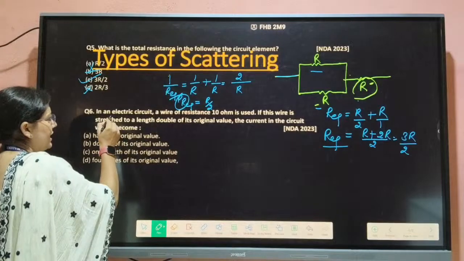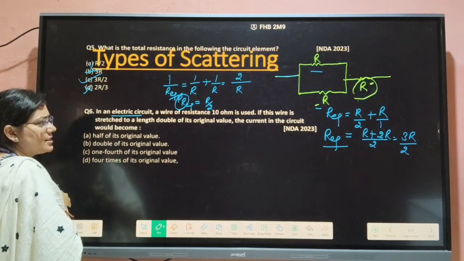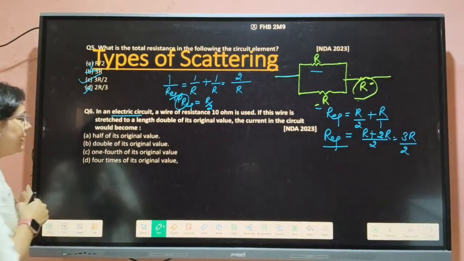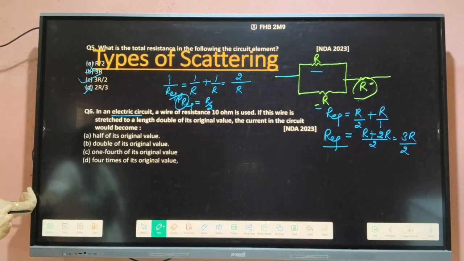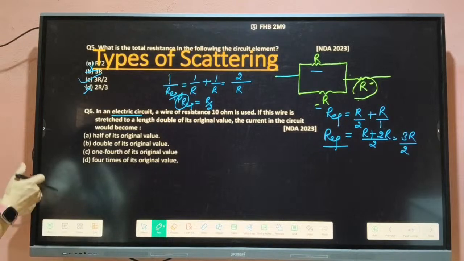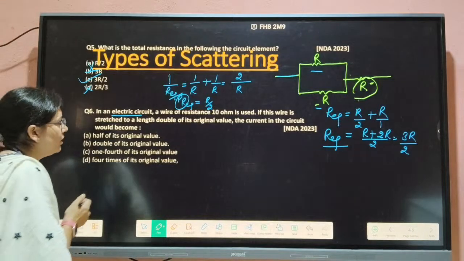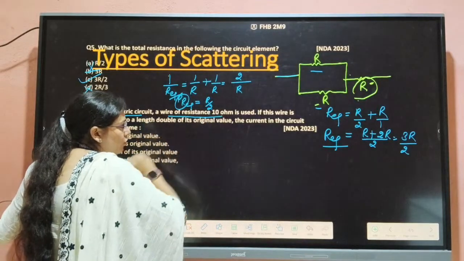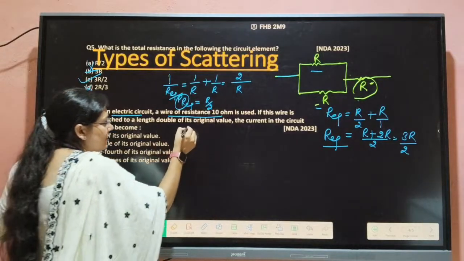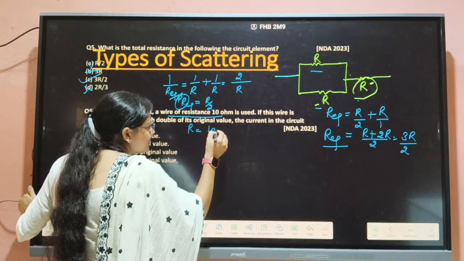So in an electric circuit, a wire of resistance 10 ohm is used. इलेक्ट्रिक सर्किट के अंदर कह रहा है कि एक वायर है 10 ओम का यूज किया गया. If this wire is stretched to double of its original length, then what is the value of the current? Clear? The wire has a resistance of 10 ohm given.